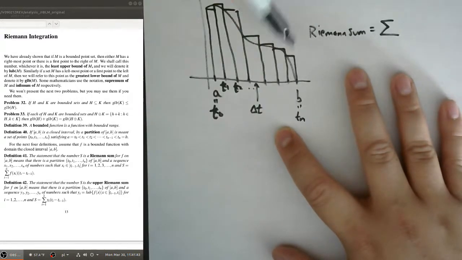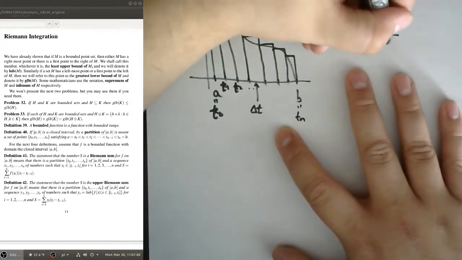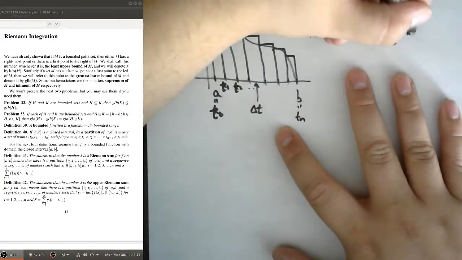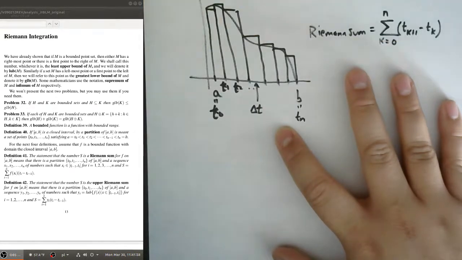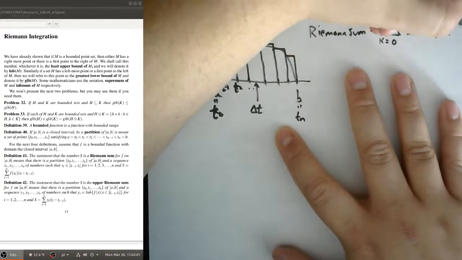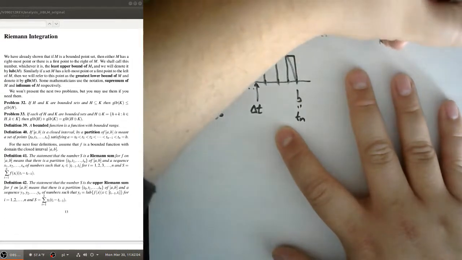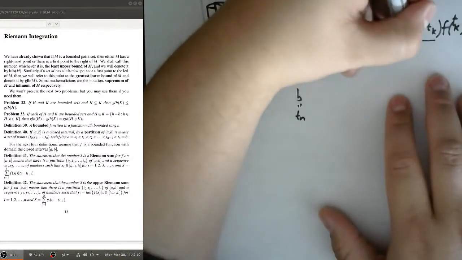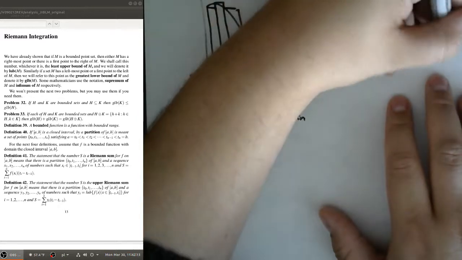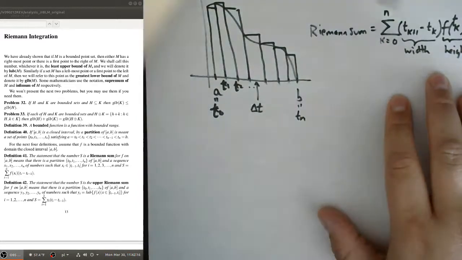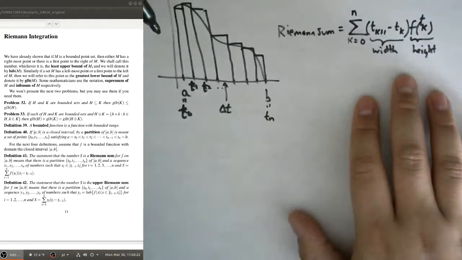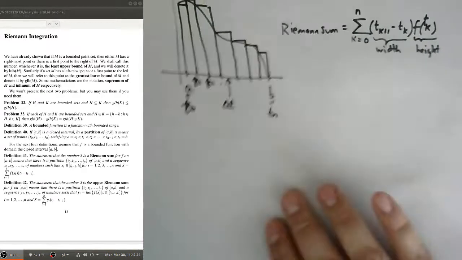In Calc 1, usually you split the interval into equally spaced subintervals. So you would have some kind of sum from 0 to n of the width of these things, let's say t_{k+1} minus t_k, some kind of forward difference, times the value of the function, and in this case it would be at the left endpoint, so at t_k. Now this is the width, and this is the height of the function, and so by multiplying those, we end up with the area of each one of these little rectangles, and then we add them up to get an approximation of the area under the curve.